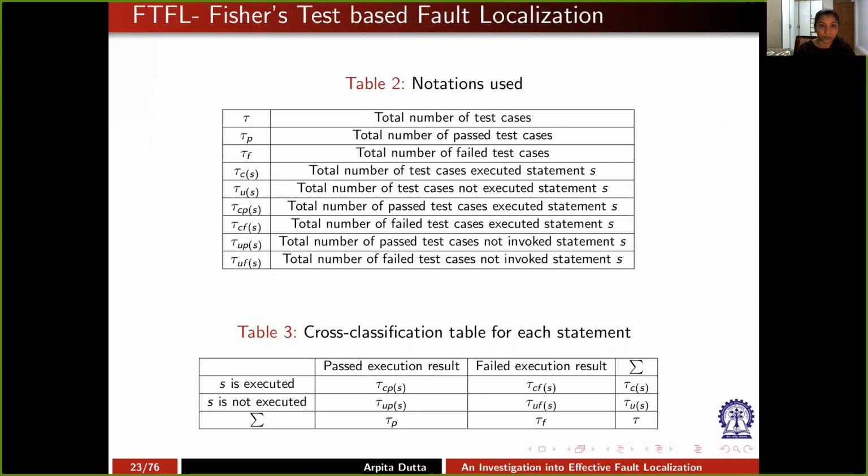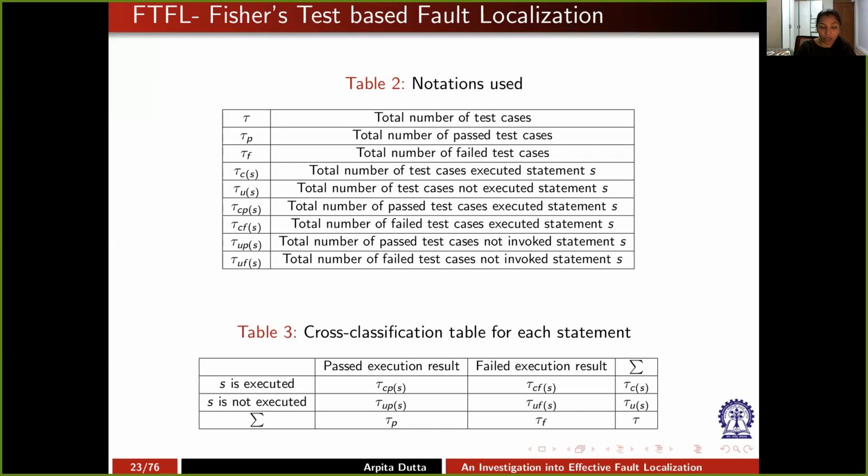So the notations that we have used in the Fisher test are like this: tau shows the total number of test cases, tau p the total number of passed test cases, likewise tau f. Tau cs shows the number of test cases that have covered or executed a particular statement. U shows not covered. Cp shows covered by a passed test case. Likewise, the other notations are defined.